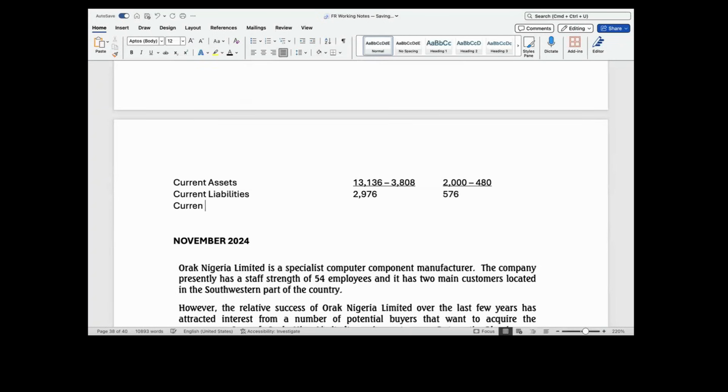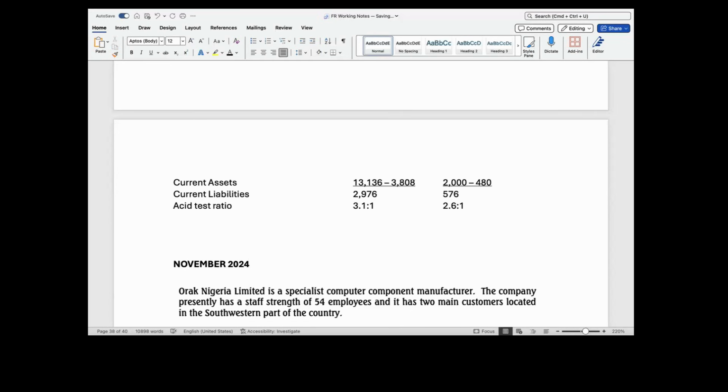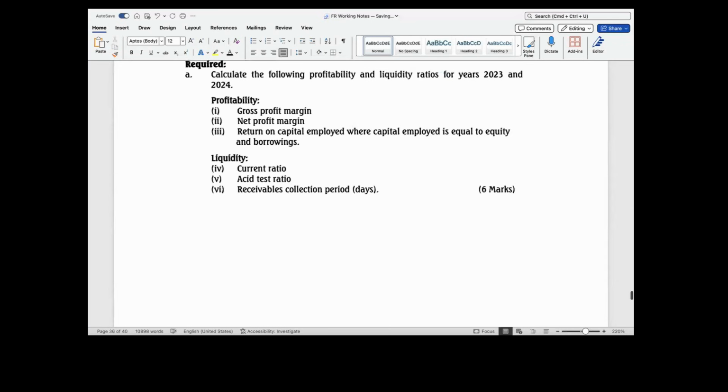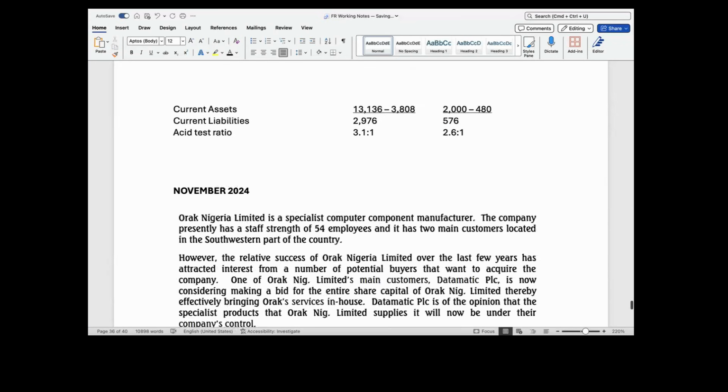So what's my ratio? First one, 3.1:1. It's not the current ratio, it's the acid test ratio. And the second year? 2.6:1. Okay. Finally, we are asked to compute the receivables collection period.